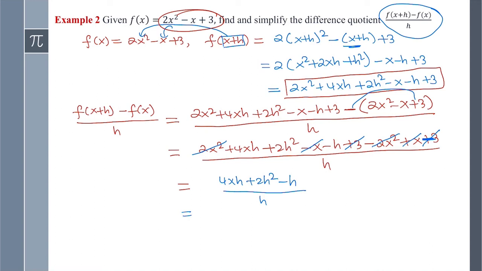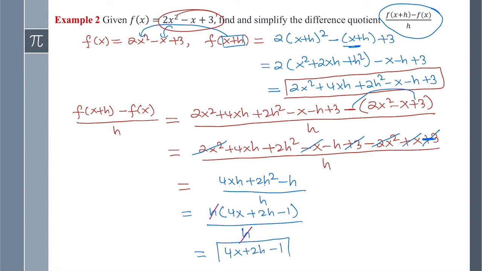Now what we see in the numerator is we have h in all three terms. That means we can factor out h. So when we do that, we get 4x plus 2h minus 1, divided by h. And then we can cancel out this h. So the final answer that we get here is 4x plus 2h minus 1.